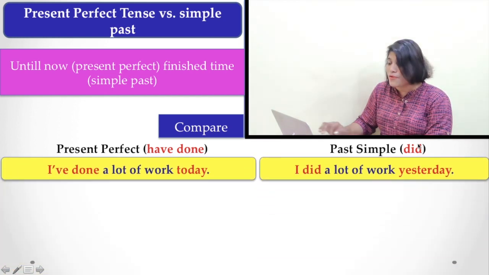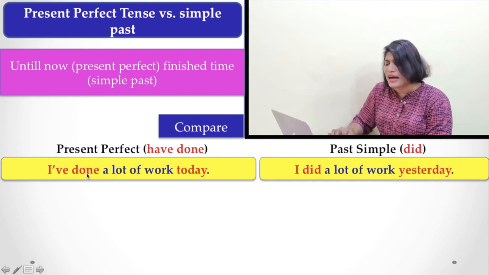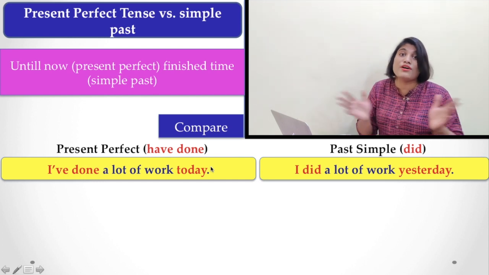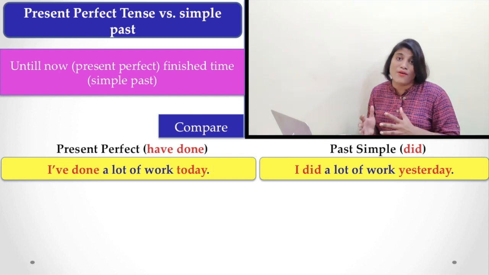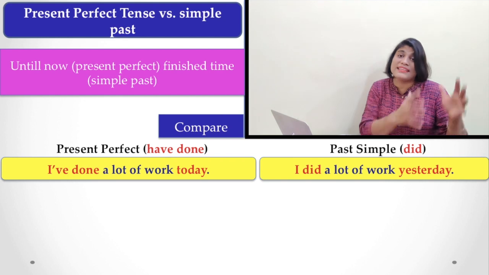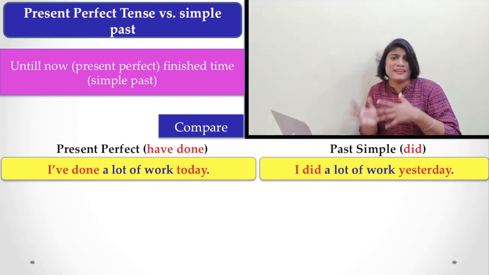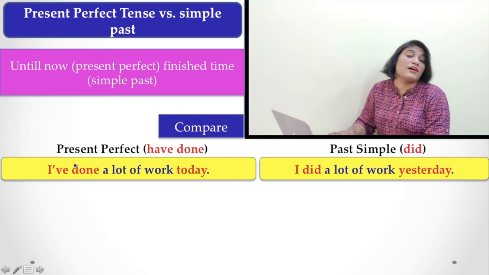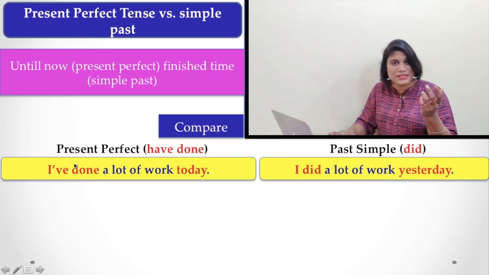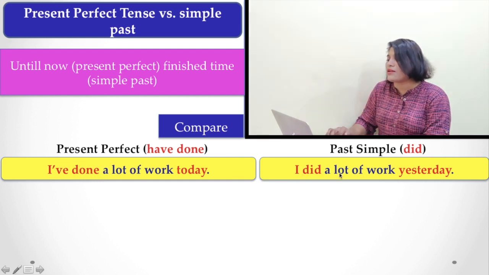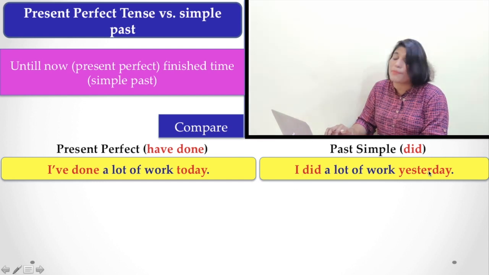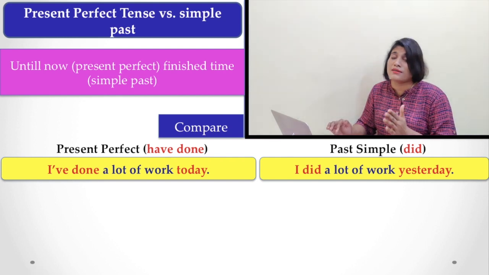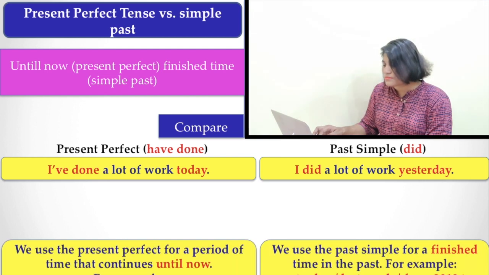See the examples now. "I have done a lot of work today." Here, today is very important. Today is not finished yet. So I am talking about until now, from the morning until now. So we have to use present perfect. But here, "I did a lot of work yesterday." Here I am talking about a finished time, that is yesterday. We have to use simple past tense.